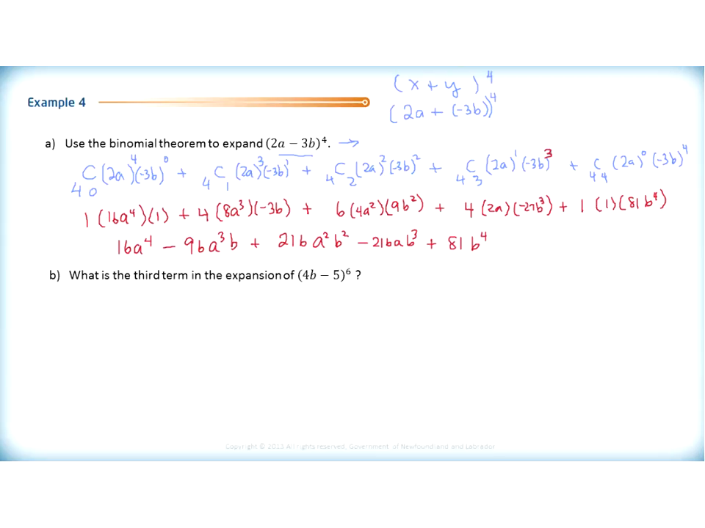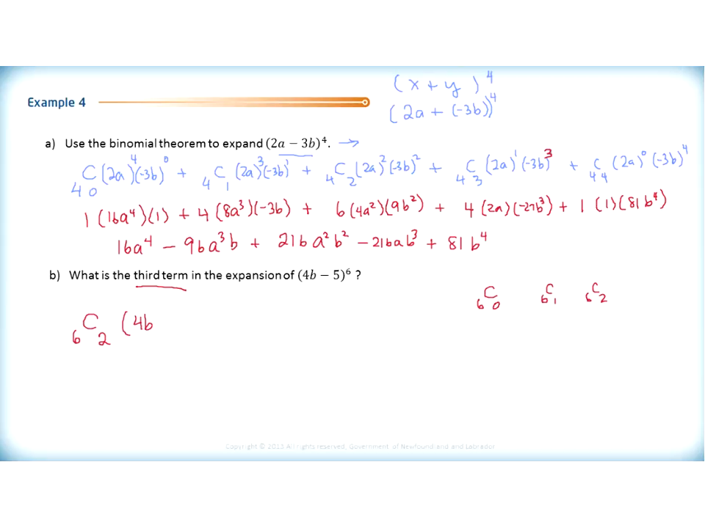Okay, let's have a look at this last one. What is the third term in the expansion? 4b subtract 5 to the power of 6. I'm looking for the third term. By now you should realize the third term is going to be the C of 6 choose 2. And if you don't remember that, then write it out. The C of 6 choose 0 is the first, the C of 6 choose 1 is the second, the C of 6 choose 2 is the third.